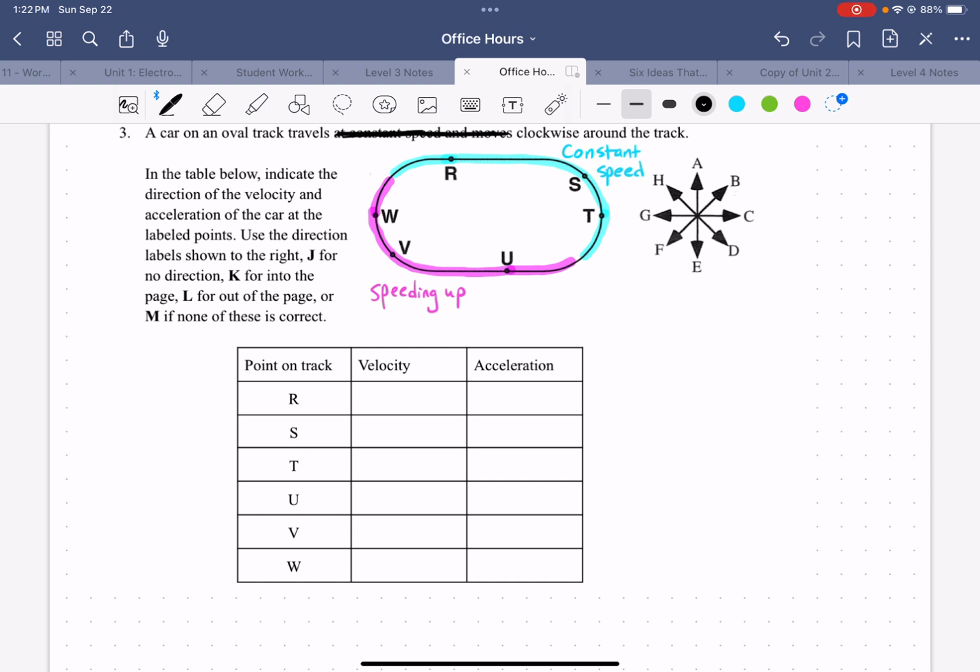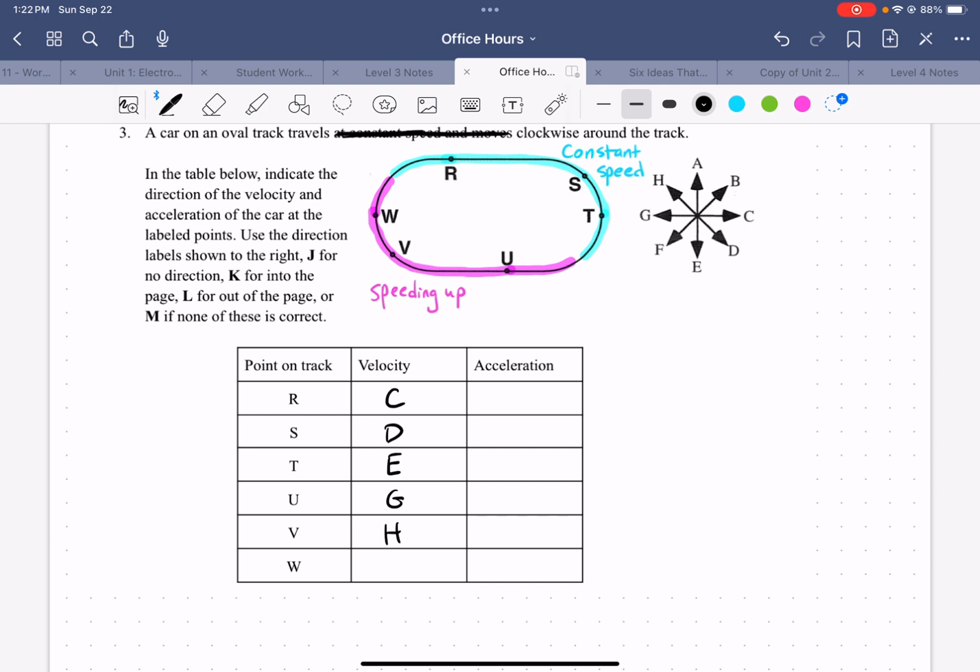The velocity vector should always be tangent to the path at each of those points. So starting from point R, the velocity would be in direction C, and then D and E. And when we get to U, we're in direction G, and then H, and then A. Okay, so what I really want to focus on is the acceleration.